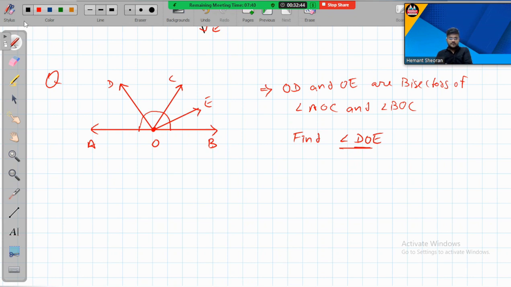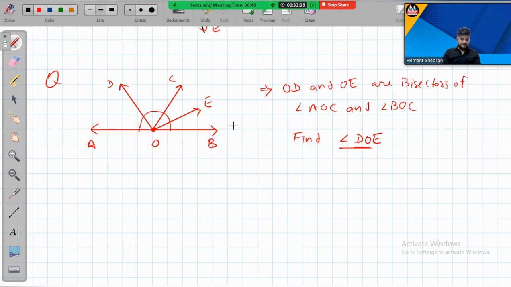AOD equals DOC. Perfect, because OD is the bisector. And then COE equals EOB. That is also correct. Yeah, what else can we do? Oh, DOE. Oh, it's 90 degrees.